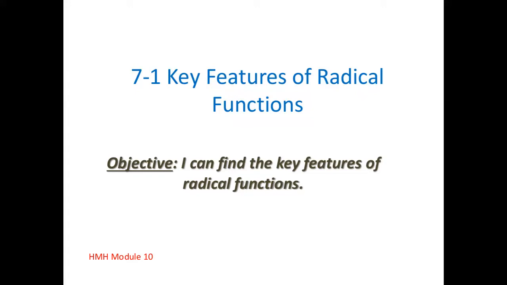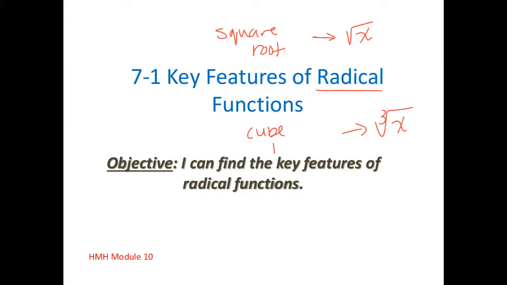All right, so our objective for today is I can find the key features of radical functions. And radical functions would be anything with the square root or cube root function. So we might have square root of x functions, and we'll see cube root functions, okay? We'll see square root and cube root. So the ones that don't have the 3 are called square roots. And then the 3's would be called the cube roots.